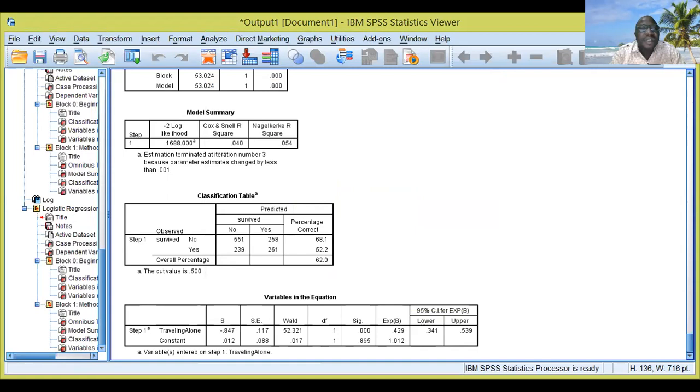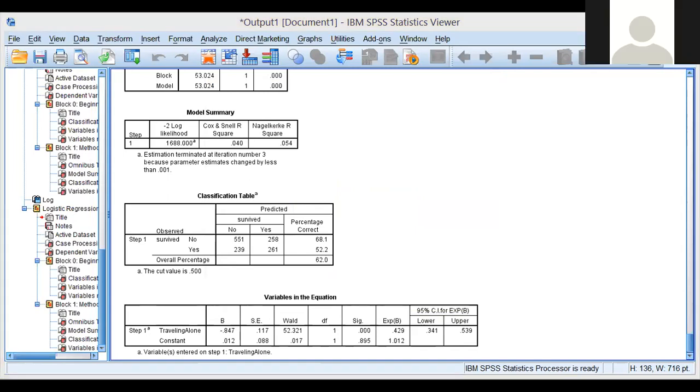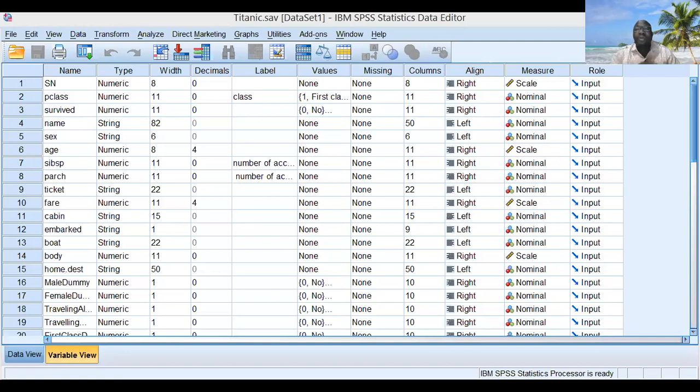Can you see? Or should I stop share and share? No, don't stop share. You can stop sharing and share the data editor window with us. Can you see now? It's coming up. Yes, we can see now.